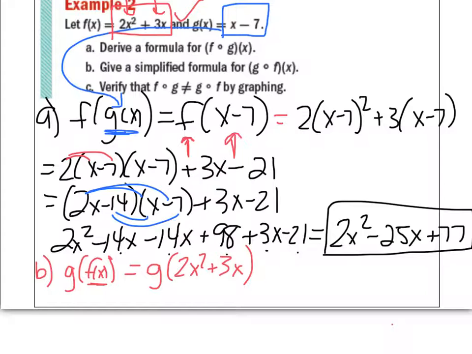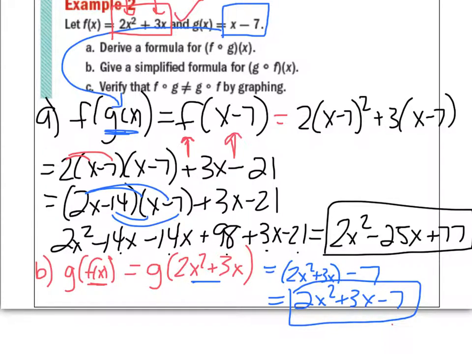Now notice again, there's no more f of x here. Where does it tell me to go? It says go to the g function. So eyeball up here. So you're going to go to the g function. Where you see x, you put this. So I'm going to put it right there. So this would have been x minus 7, but this is x, so I put that in its place. And to simplify, this one's a piece of cake. 2x squared plus 3x minus 7 is our final answer.